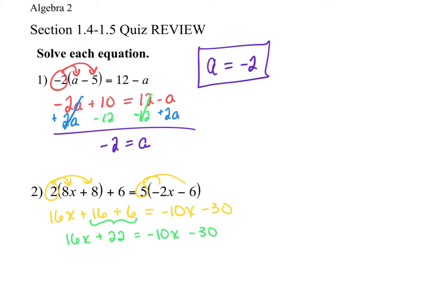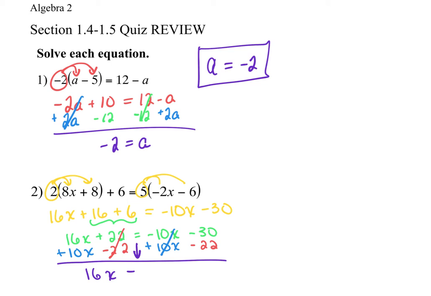And then I can move my variables to one side. I would move this 10x over. And since I moved the 10x that direction, I would move the 22 the other direction. And once I've done that, I can add down 16 and 10 is 16x. Make sure you bring down that equal sign. And on the other side, -30 minus 22.